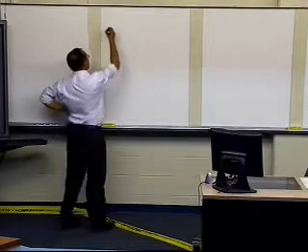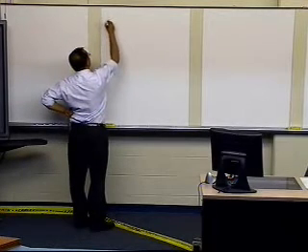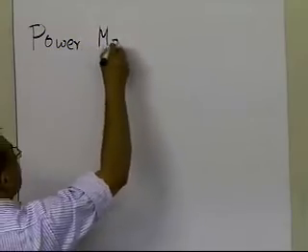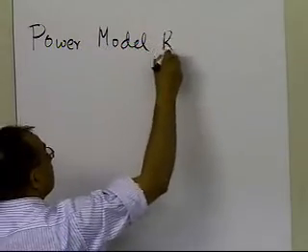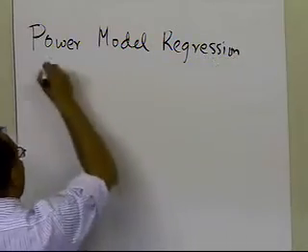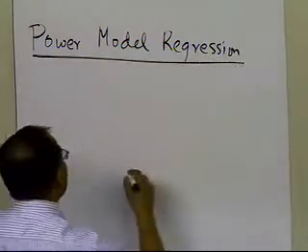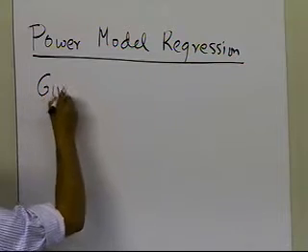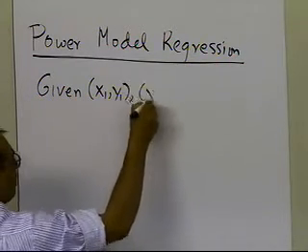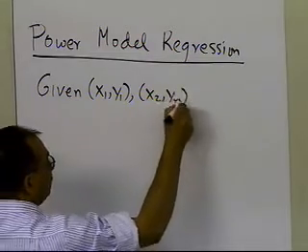In this segment, we will talk about power model regression. And we're going to derive the formula for the power model. So again, the problem statement is: given x1, y1, x2, y2, so you're given n data points, let's suppose.